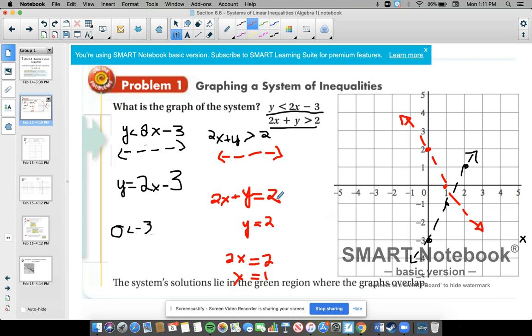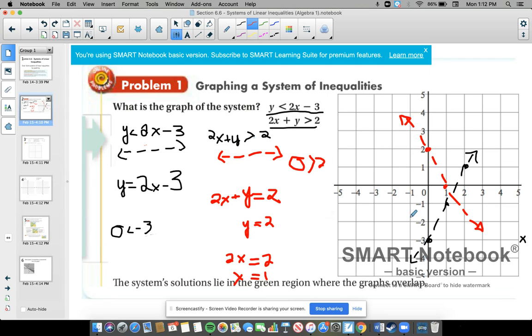And again, with the second one, I'm going to do a test point. 0, 0 will work again, so I'm going to do that. So 0, 0 is just going to give me a 0 on the left side. So really it comes out to 0 is greater than 2.